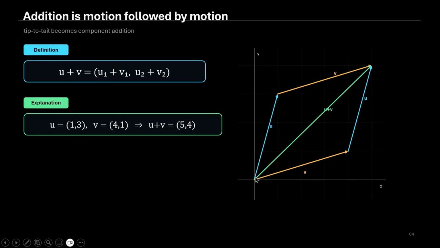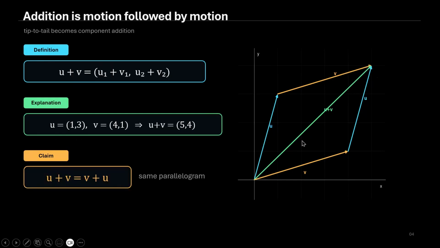And thus the resultant vector u plus v is this diagonal of the parallelogram, and that's going to be always the case. And using this geometric visualization, we can easily see that doing u then v or doing v then u lands at the same final point. The final point is the opposite corner of the same parallelogram.